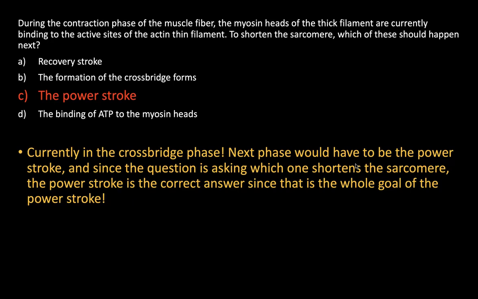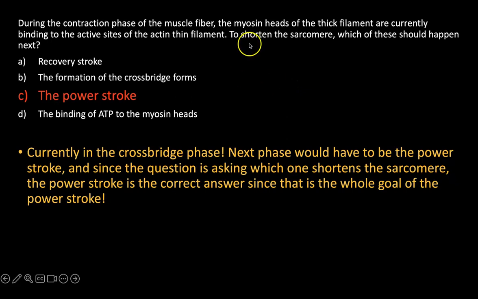Alright, so the answer here is C, the power stroke. So what is currently happening right now is the cross-bridge phase. So the myosin heads are bound to the active sites of the actin thin filament, or binding to them. So that means the cross-bridge has formed, or is forming. So that is good to know. And then the next step, this is asking what should happen next. The next step should be the power stroke.